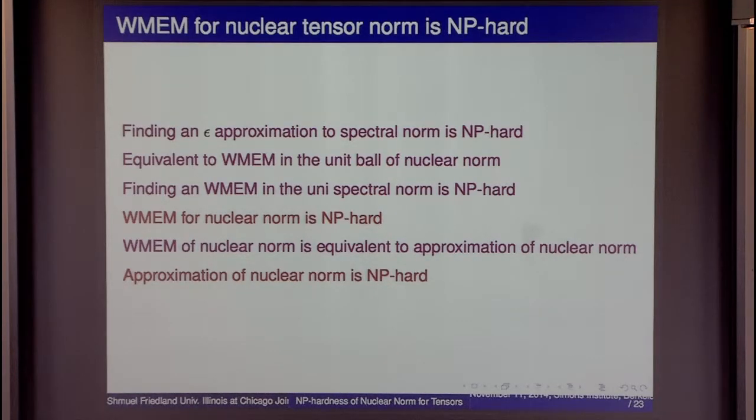So we are almost done. Finding an epsilon approximation to spectral norm is NP-hard, but it's equivalent to weak membership in the unit ball of nuclear norm. Finding weak membership in the unit ball of the spectral norm is NP-hard. So finding the nuclear norm is NP-hard. And so with the approximation, weak membership of the nuclear norm is equivalent to approximation of the nuclear norm, and the approximation of the nuclear norm is NP-hard.